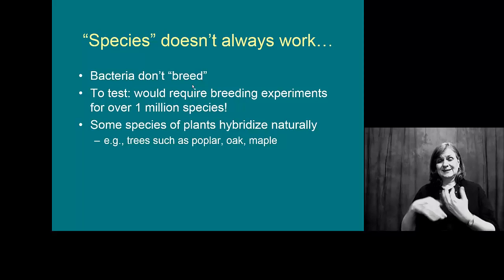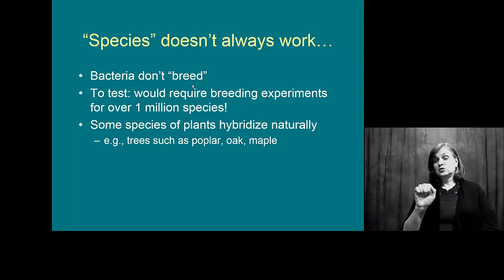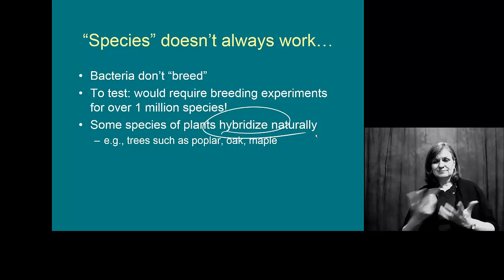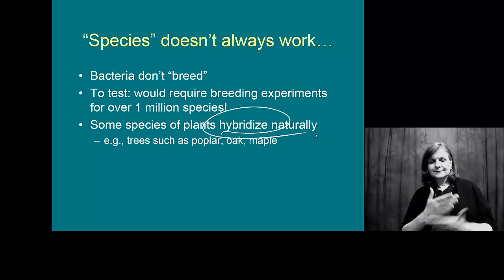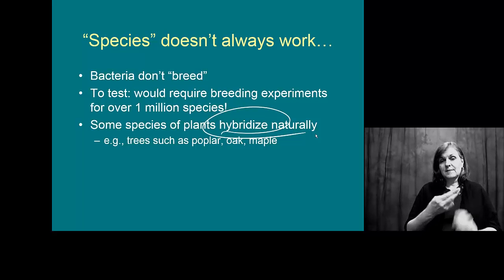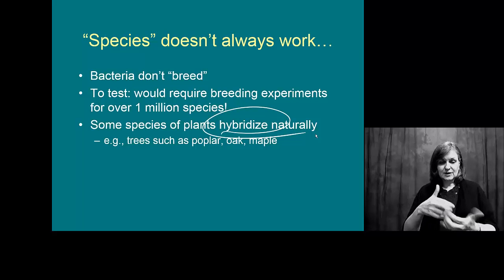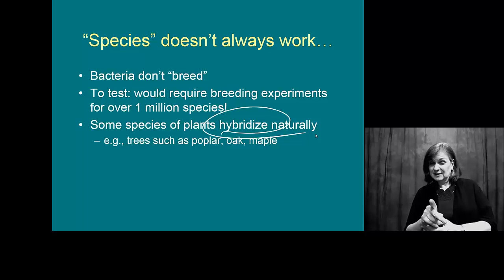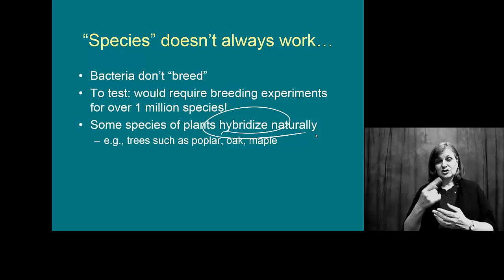We define bacteria as strains, not as species, because, as I have here, it would take over 1 million breeding experiments to really understand what's going on with bacteria. Other problems, hybridization. We've seen plants that hybridize. You know that some animals hybridize. So with this mix of genes, all of a sudden you have what you would consider a new species, but is it really, because it's just a mix of two species?